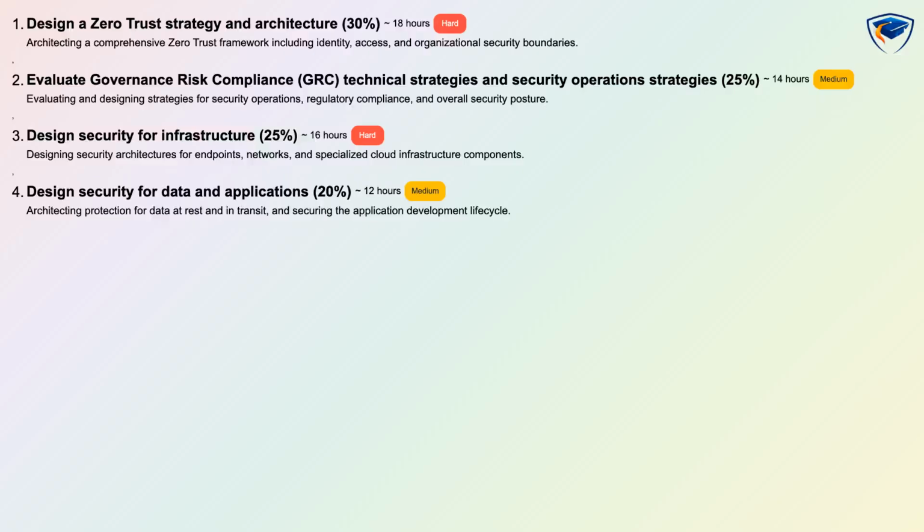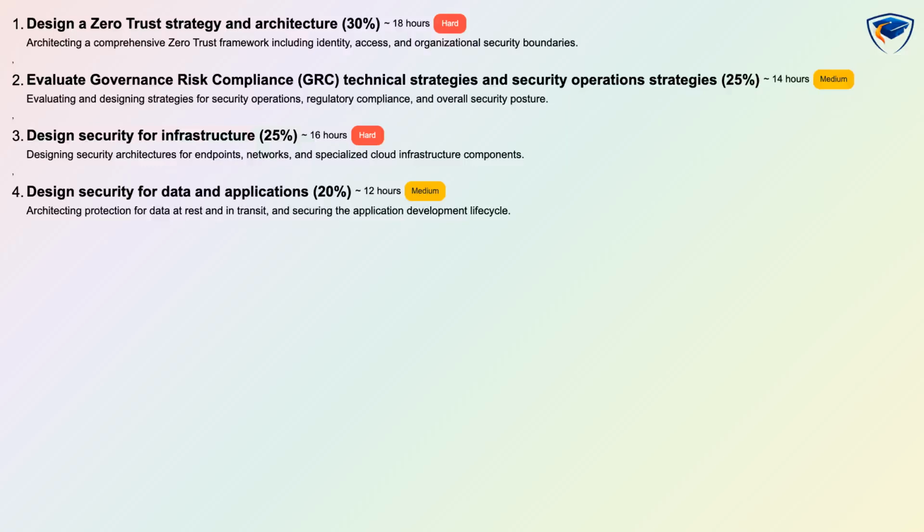This exam maps to 4 domains with exact weights. Design a zero-trust strategy and architecture at 30%. Evaluate governance, risk, compliance and security operations strategies at 25%. Design security for infrastructure at 25%. And design security for data and applications at 20%.